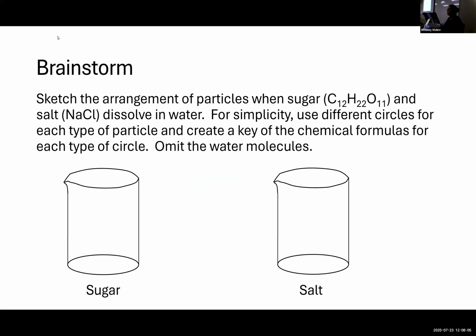We're going to do solutions. This whole section is solutions, which tend to be liquids. It is possible to have a solution that's a solid or a gas, but I think in general chemistry, we just focus on liquids because they're the easiest solutions to make.